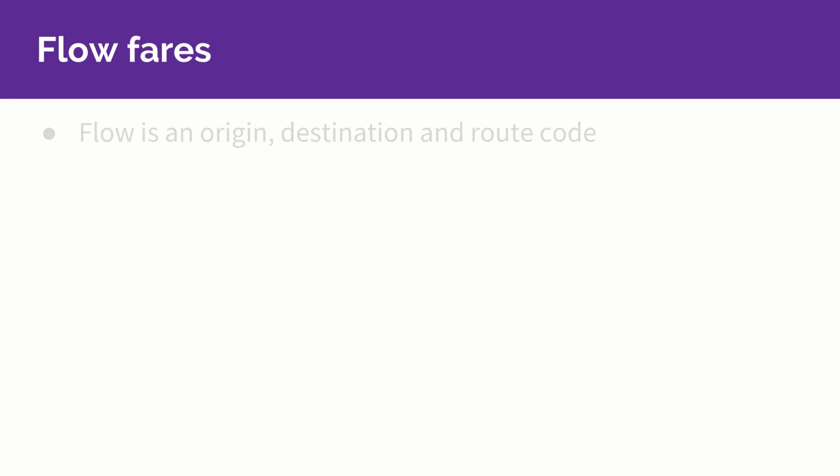Okay, so flow fares. Basically, a flow is an origin, a destination, and a route code. So the flow fares are what I would describe as the standard rail fares for an adult. And I think that is intended to be the default type of fare, shall we say.